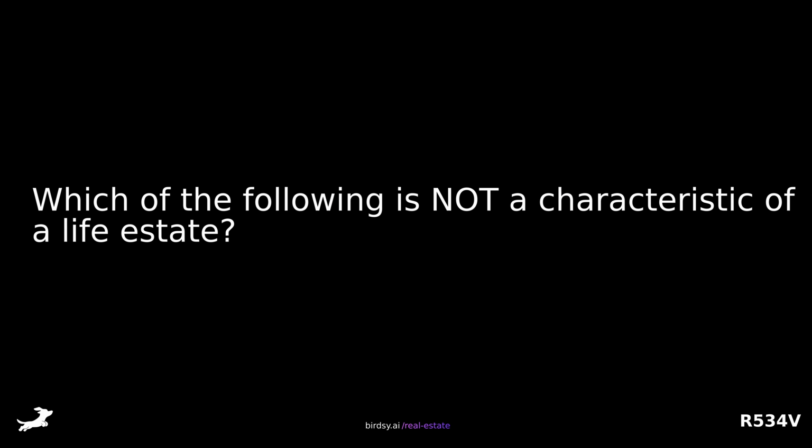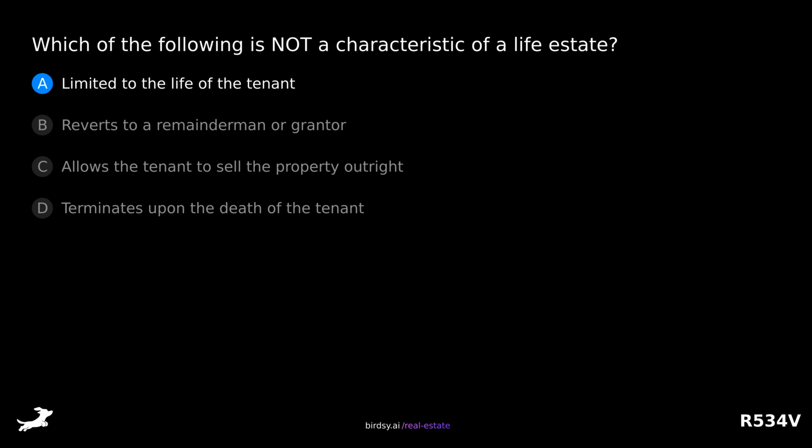Which of the following is not a characteristic of a life estate? Is it A, limited to the life of the tenant? B, reverts to a remainderman or grantor? C, allows the tenant to sell the property outright? Or D, terminates upon the death of the tenant?